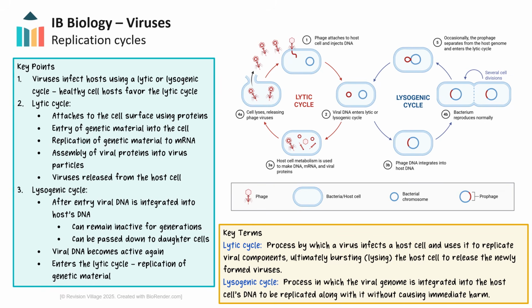The lysogenic cycle begins in the same way, but takes a different course. After entry, the viral DNA becomes integrated into the host's own DNA to form one unit called the prophage. The prophage can remain inactive for many generations as the host cell divides, copying the viral DNA along with its own and passing it down to daughter cells. Under certain conditions, such as stress or damage to the host cell, the viral DNA becomes active again, separates from the host genome, enters the lytic cycle, and begins replicating its genetic material to produce new virus particles that will exit the cell.